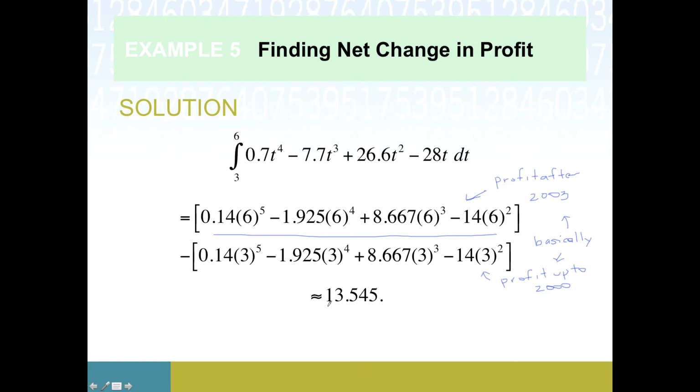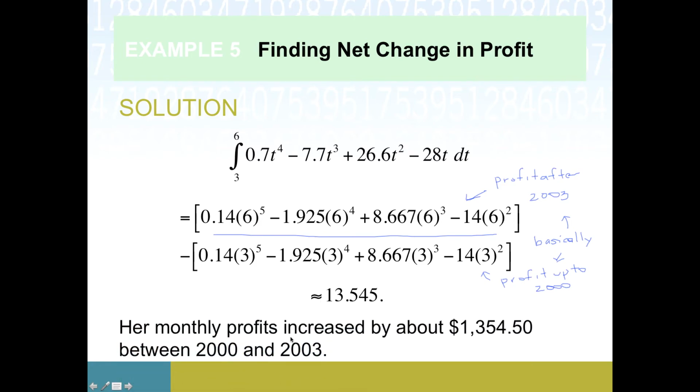So the last consideration here is the units. We've got a great number here, but remember the output on profit was in hundreds of dollars. So if we're being super careful about this, we would say this is $100. And so multiplying by 100, we'd have the decimal point go over a couple spots, hence the 1,354 basically. So these are her profits increasing by not quite $1,500. And again, these are monthly profits, so $1,500 a month between 2000 and 2003.